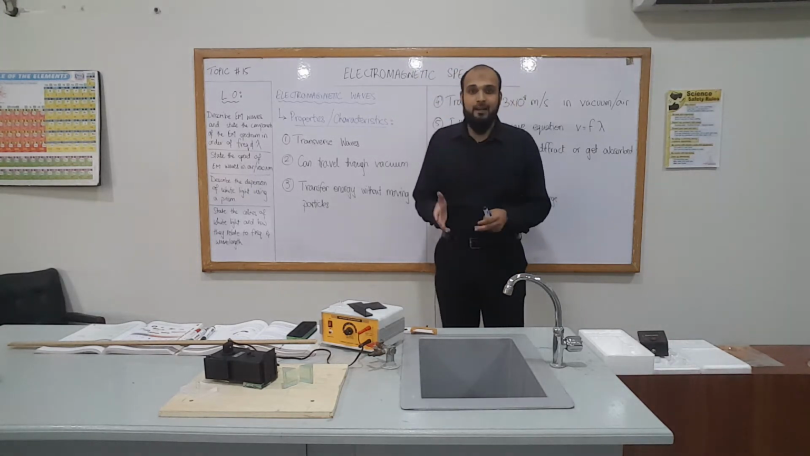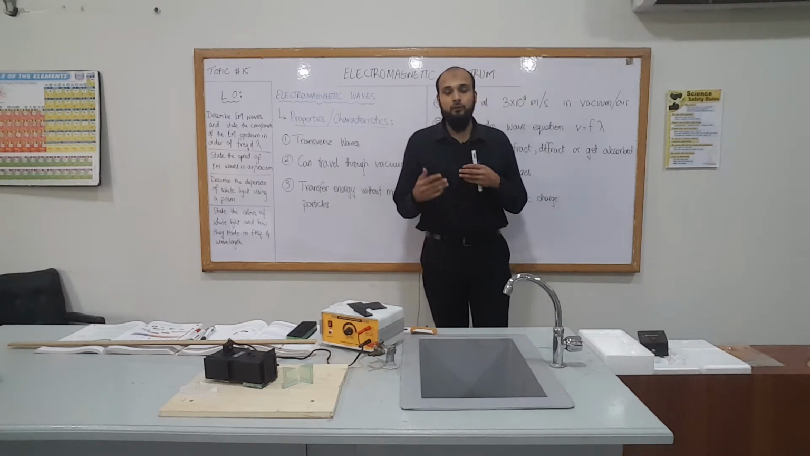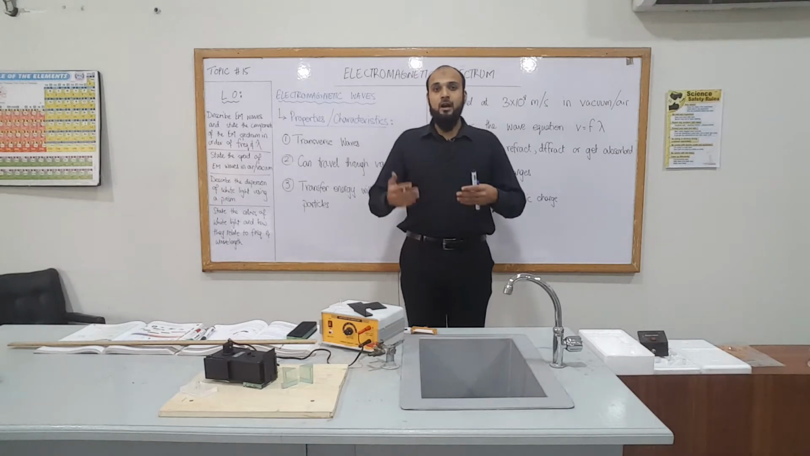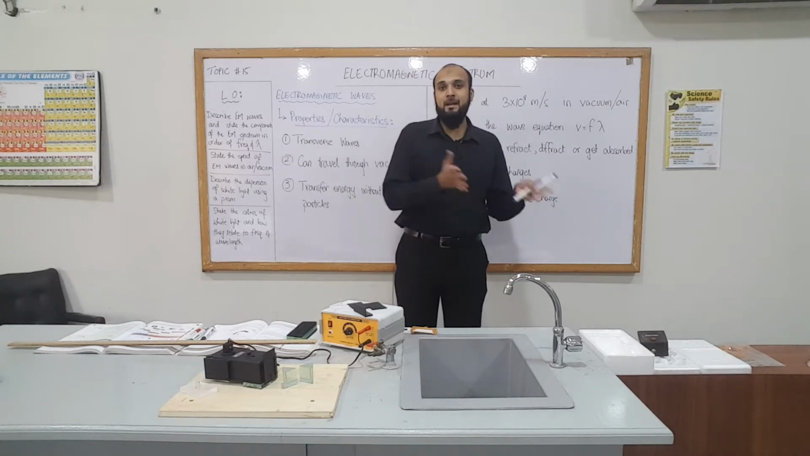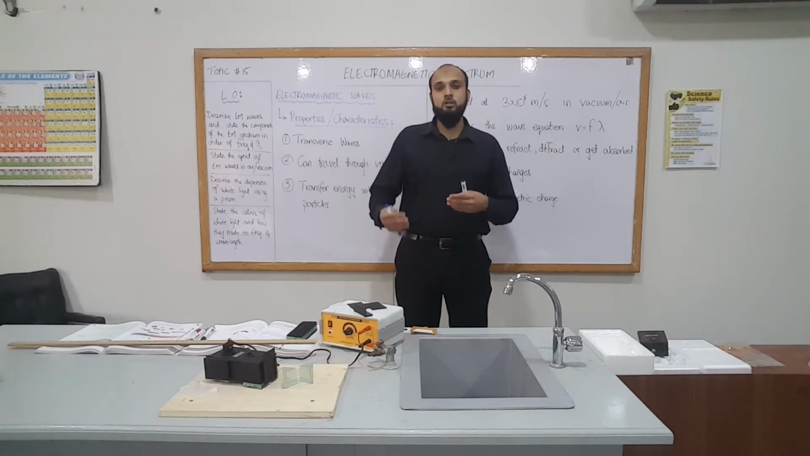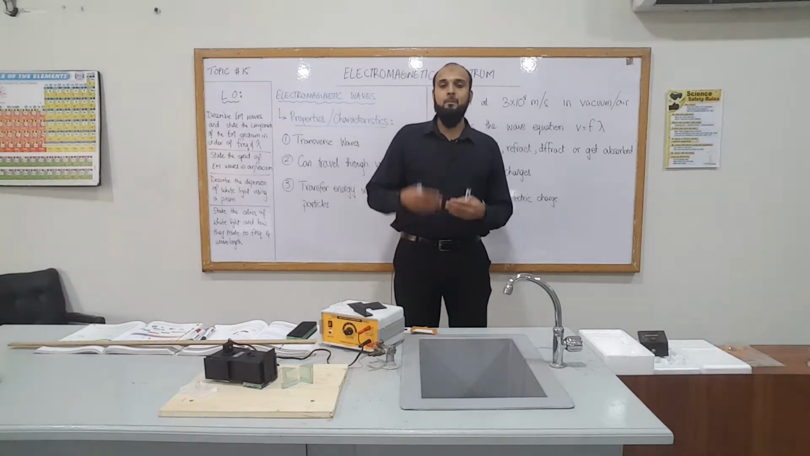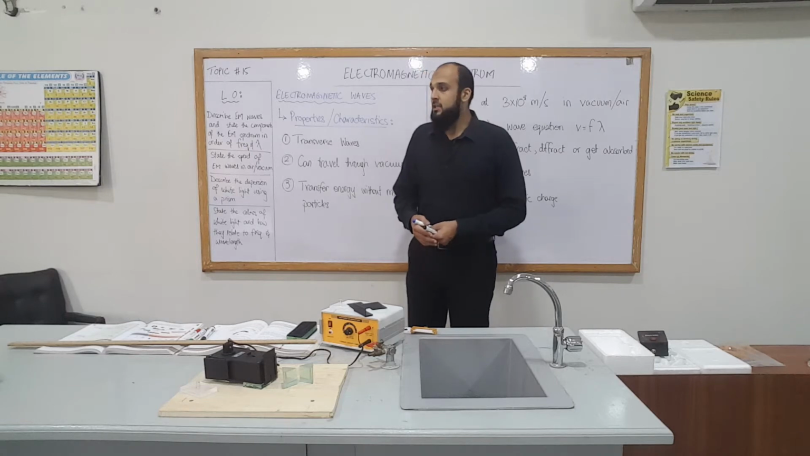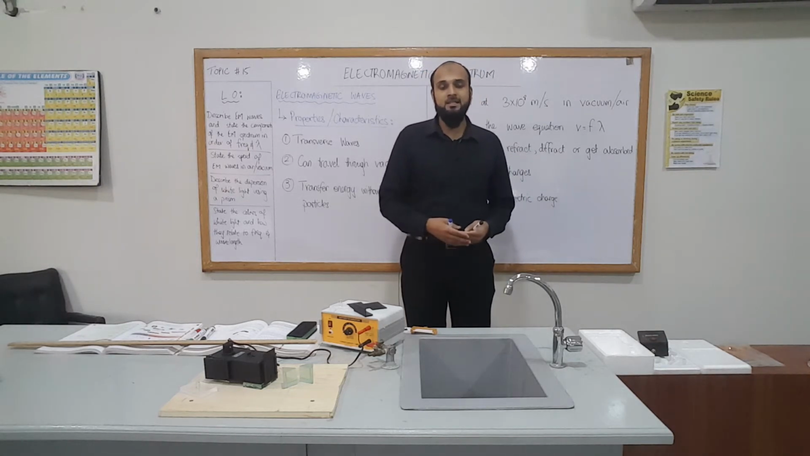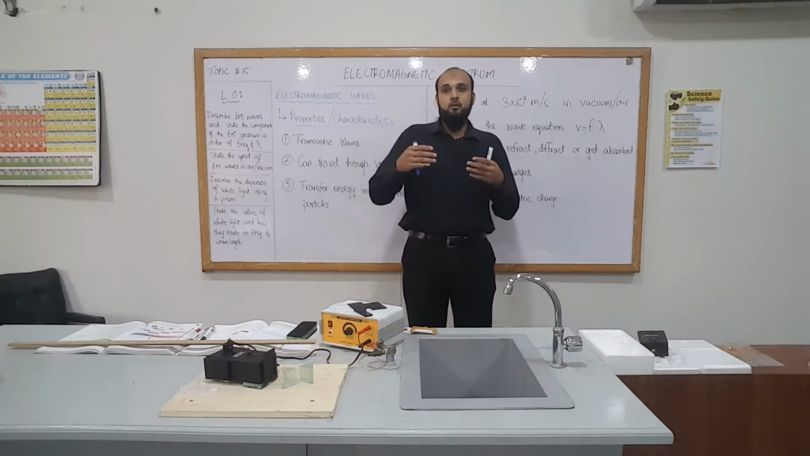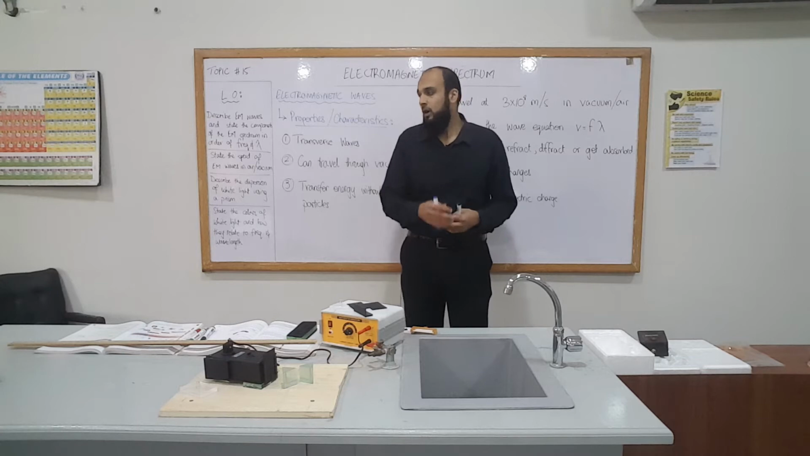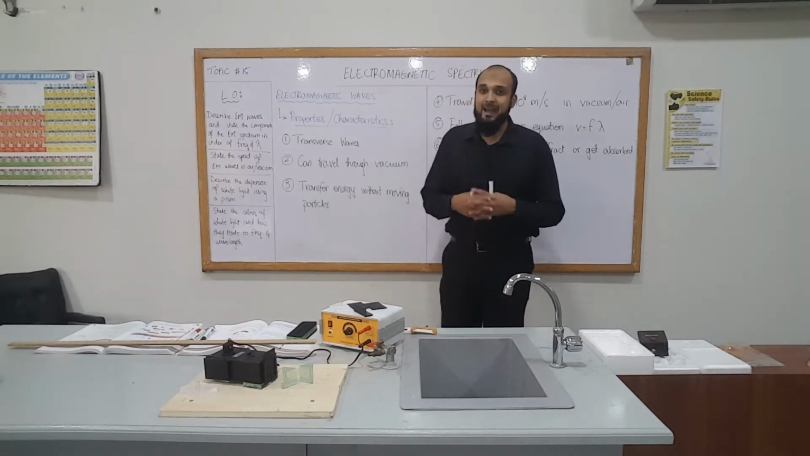Secondly, all electromagnetic waves can travel through a vacuum. Because electromagnetic waves are comprised of an electric and magnetic field respectively, they don't require any particles to oscillate backwards and forwards or up and down, etc. Because no particles are required, in this case we've got fields that are oscillating. So because fields can travel in a vacuum, all electromagnetic waves can travel in a vacuum.